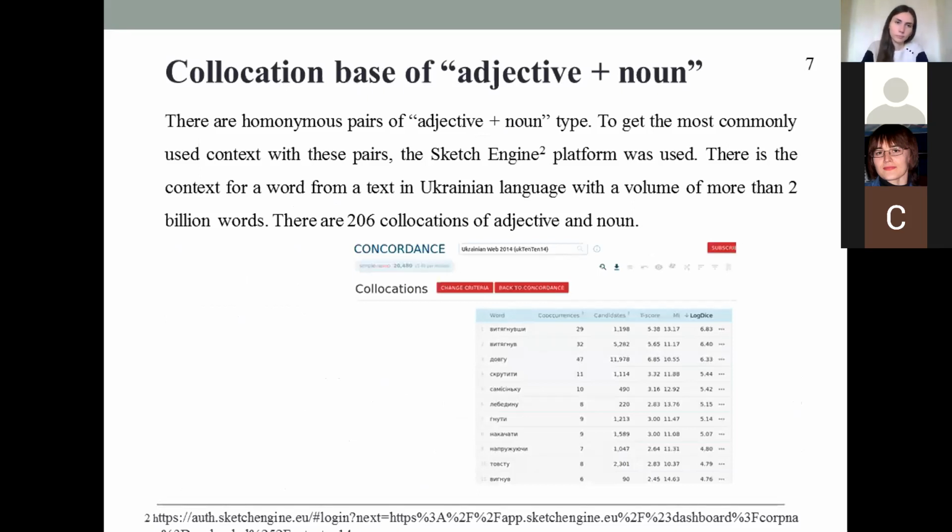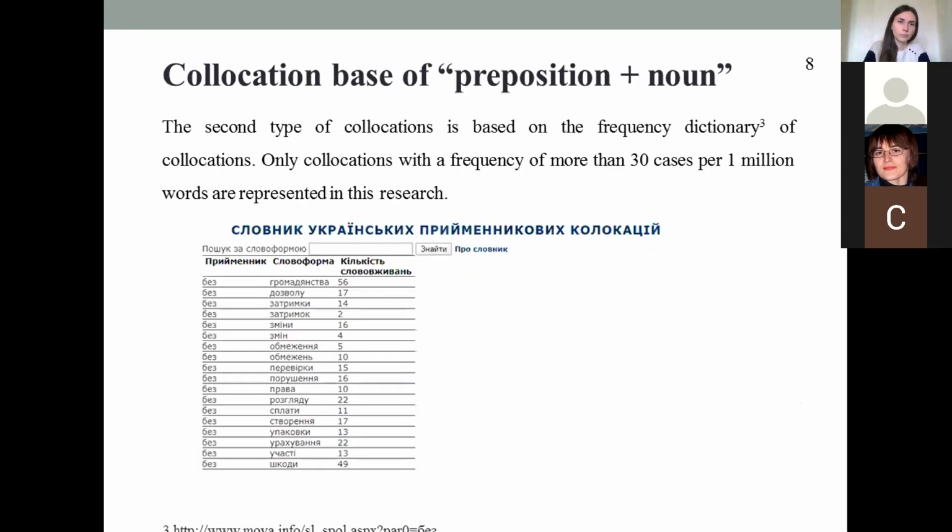To get the most commonly used context with these pairs, the Sketch Engine platform was used. There is a context for a word from a text in the Ukrainian language with a volume of more than 2 billion words. There are 206 collocations of adjective and noun. The second type of collocation is based on the frequency dictionary of collocations. Only collocations with a frequency of more than 30 cases per 1 million words are represented in this research.